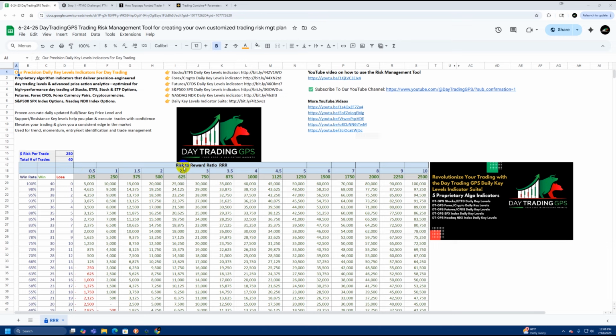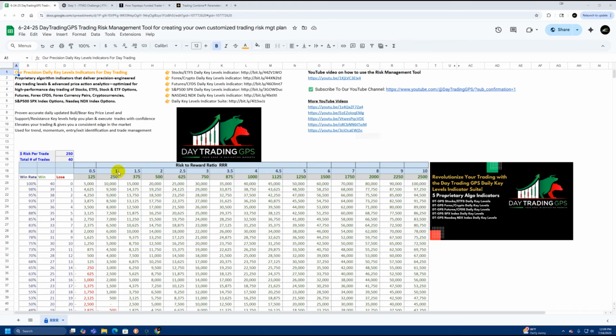Okay, so as you can see here, you have your risk to reward ratio. The default settings that are preset are 0.5 to 1, then we have 1 to 1, 1.5 to 1, 2 to 1, 2.5 to 1, 3 to 1, 3.5 to 1, 4 to 1, 4.5 to 1, 5 to 1, 6 to 1, 7 to 1, 8 to 1, 9 to 1, and finally 10 to 1.